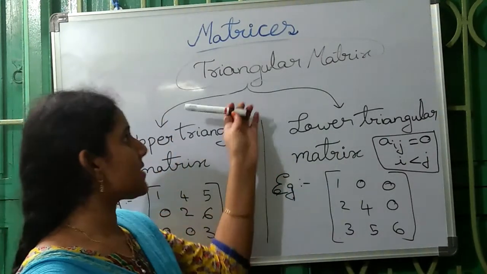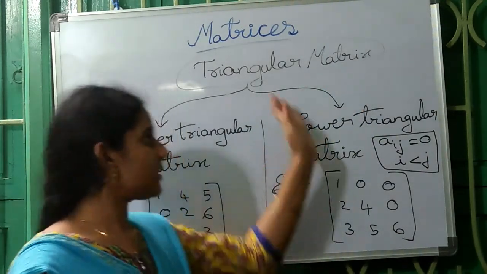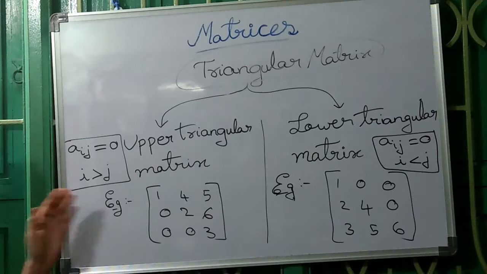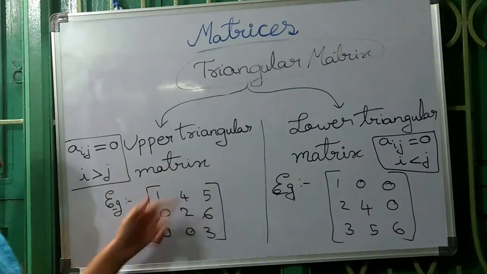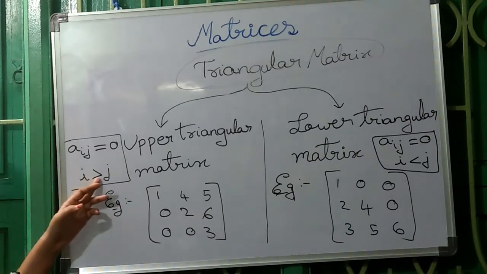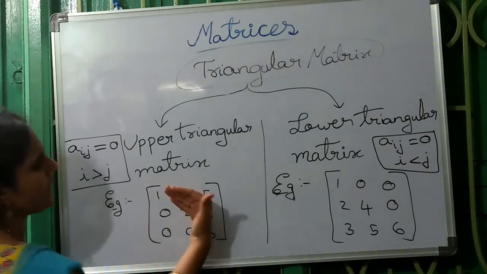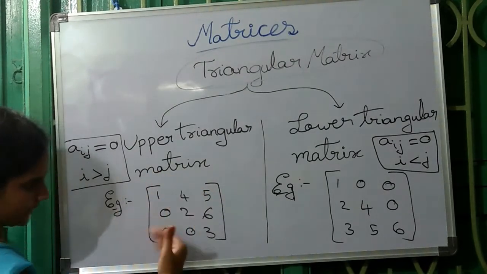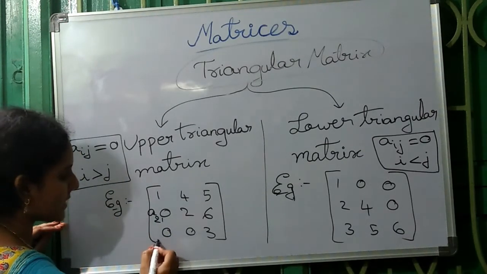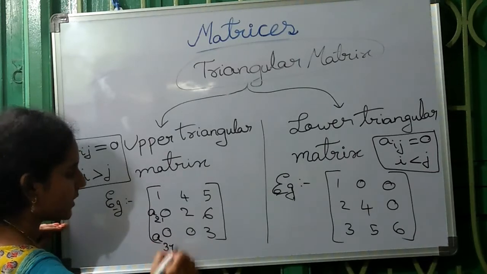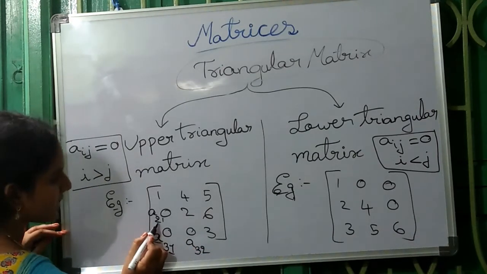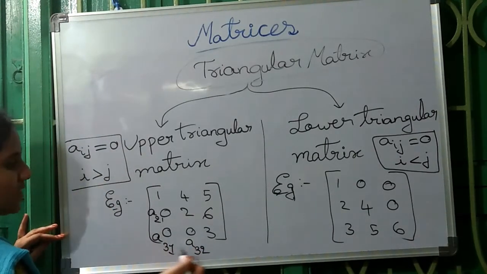Now let us see what is a triangular matrix. A triangular matrix may be an upper triangular matrix or lower triangular matrix. The condition for a matrix to be an upper triangular matrix is the element a_ij is equal to 0 if i is greater than j. That is, elements below the principal diagonal. That is, this element is a_21. This element is a_31 and this element is a_32. Here, if we see, the i values are greater than the j values.